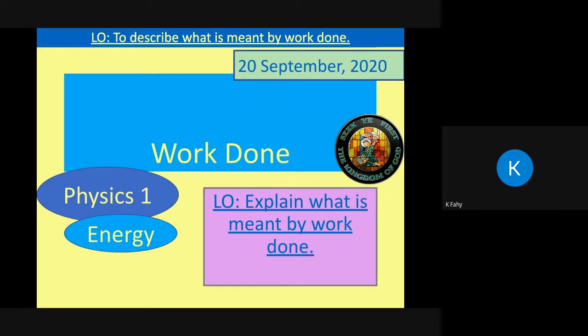Once you're all settled, write down today's LO and today's date. It might not be the 20th of September, so do change it to your current date. Pause the video while you do all that, and once you're ready to go, press play again.